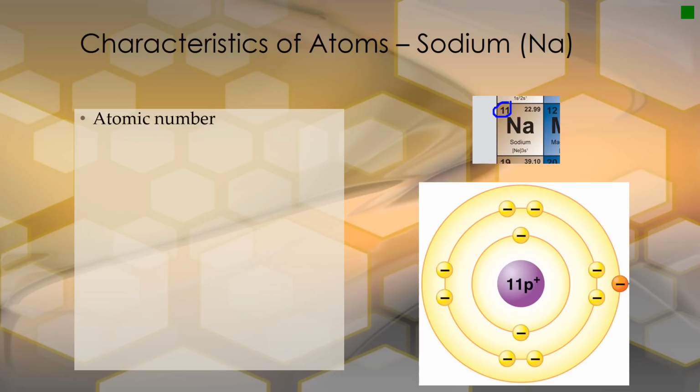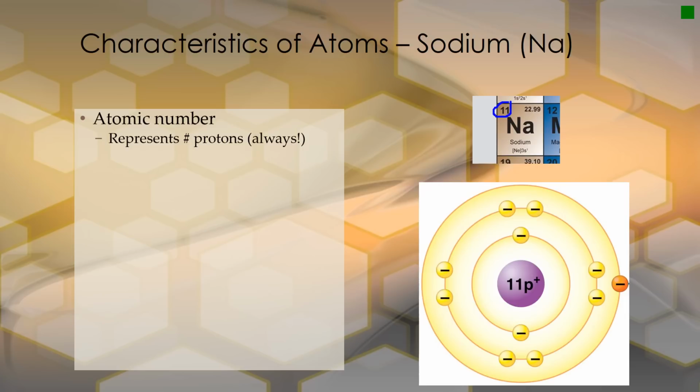So sodium is element number 11. That number 11, which is also the atomic number, represents the number of protons that you find in that atom. It's shown in the diagram down below with the purple nucleus in the center that sodium has 11 positively charged protons. Now this is true for a neutral atom of sodium. It's always going to have 11 protons.